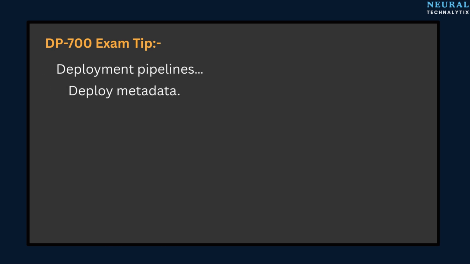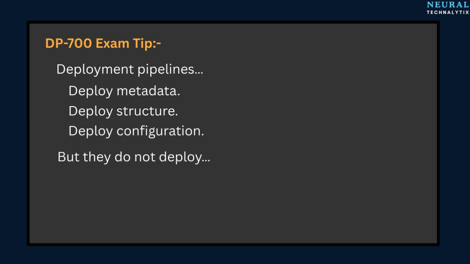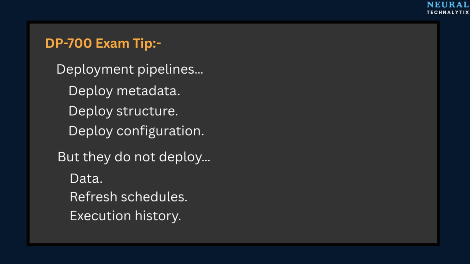Before we wrap up, here's a very important DP-700 exam rule. Deployment pipelines deploy metadata, deploy structure, deploy configuration, but they do not deploy data, refresh schedules, execution history. So, whenever a question mentions data or schedules, slow down and be very careful.